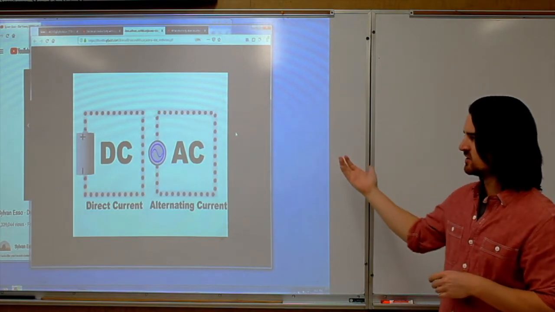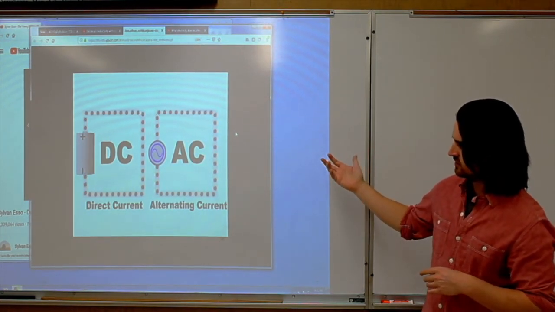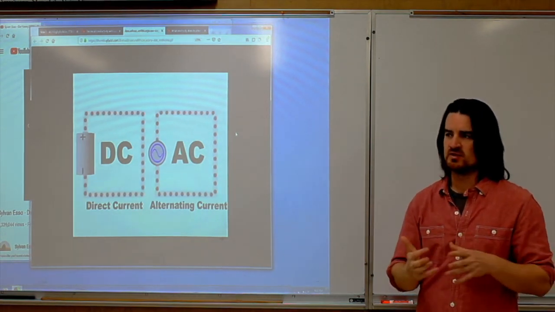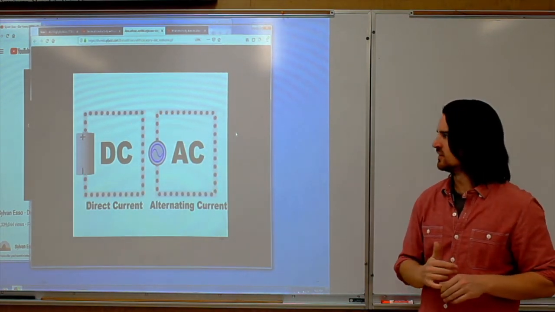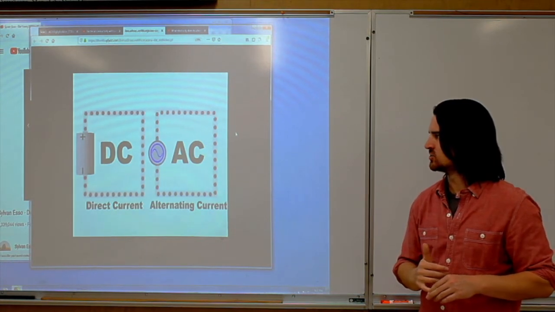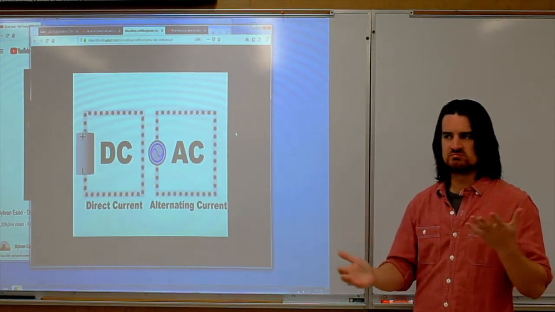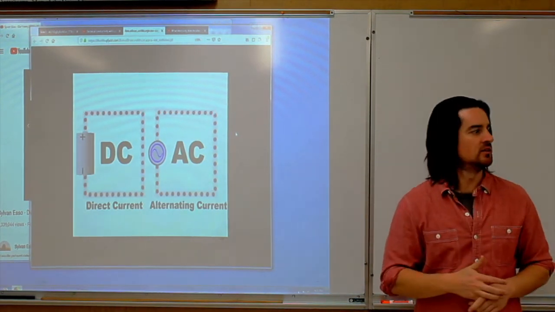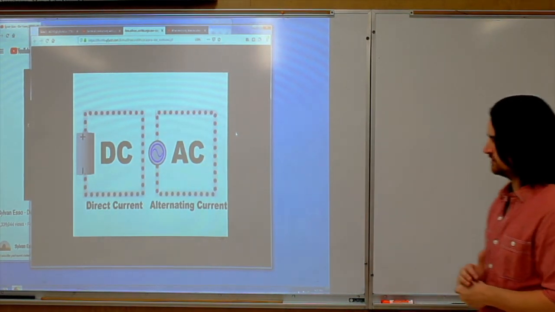And it turns out each of these are capable of transferring power. Right? They are each being used or useful, but some are more useful in different situations. So these are two main kinds of electrical current.